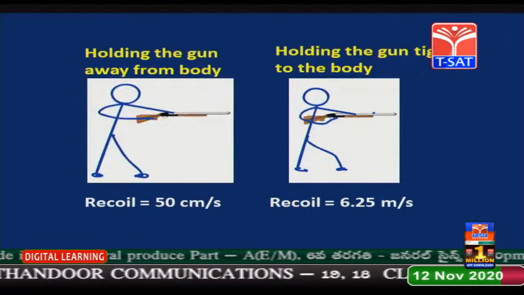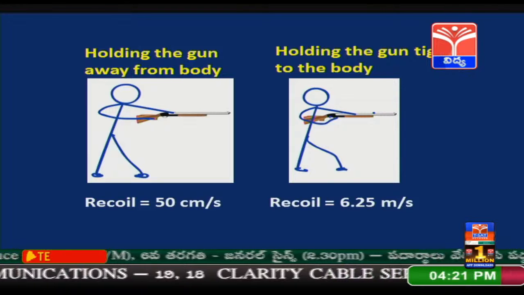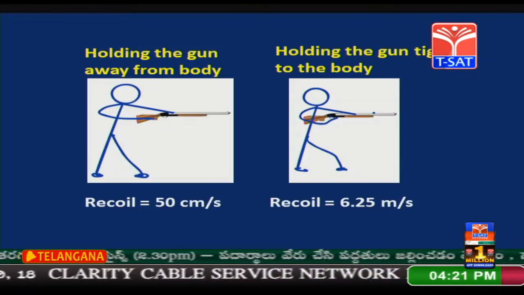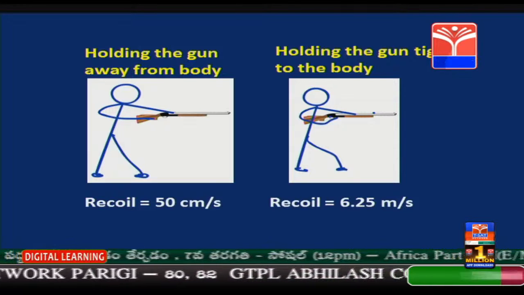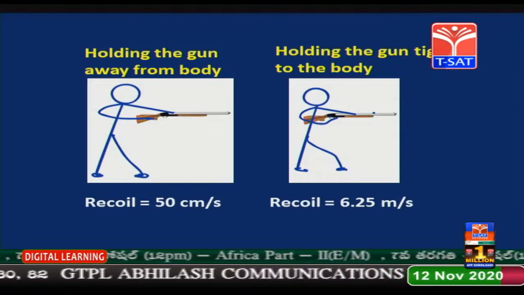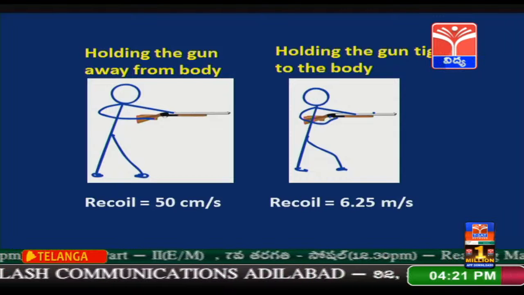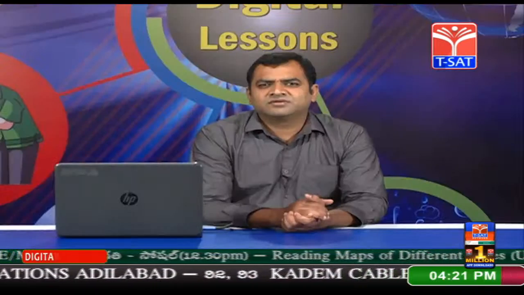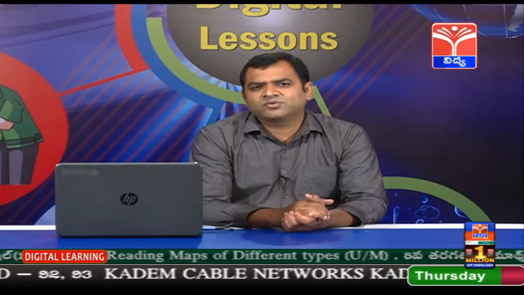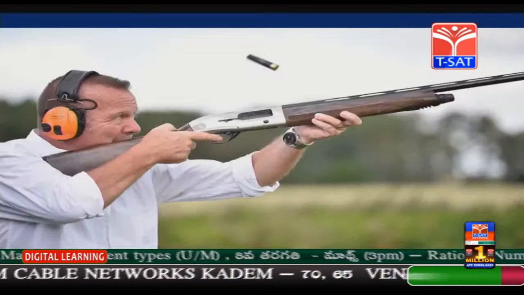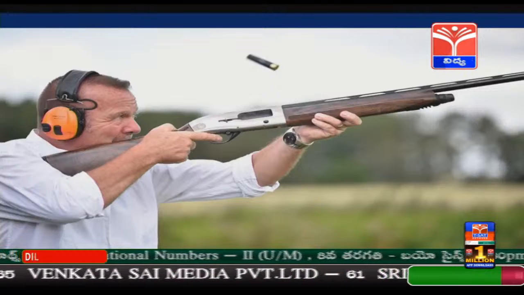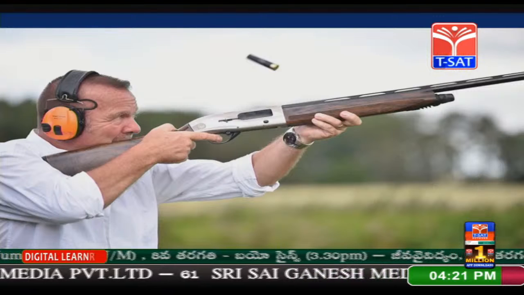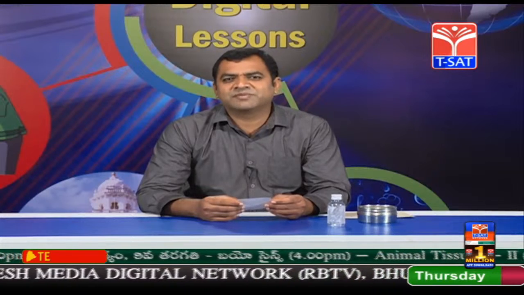If we hold the gun away from the body, the recoil is 50 centimeters per second, whereas holding the gun tight to the body, the recoil reduces to 6.25 centimeters per second. Look at the man, how he is holding the gun. The man holds the gun tightly to his body so that the effect of recoil is reduced to a great extent. Let us demonstrate another activity to demonstrate momentum.